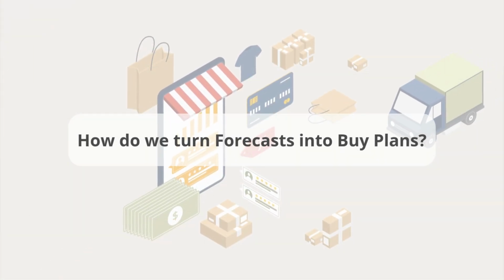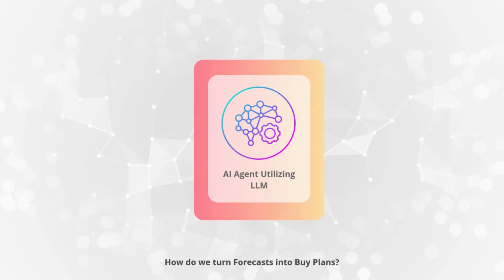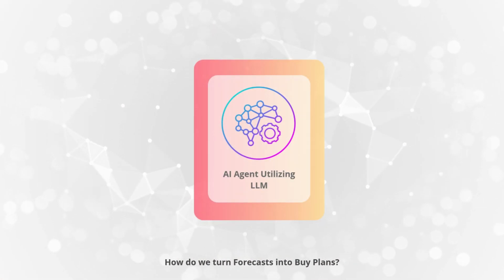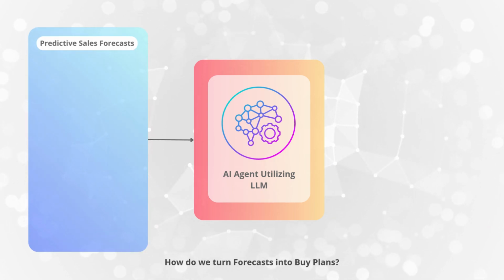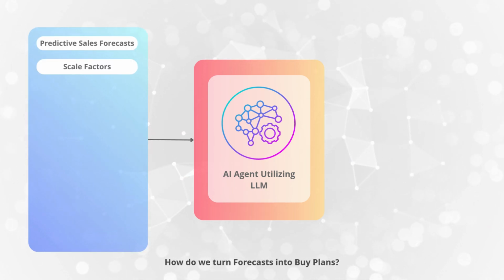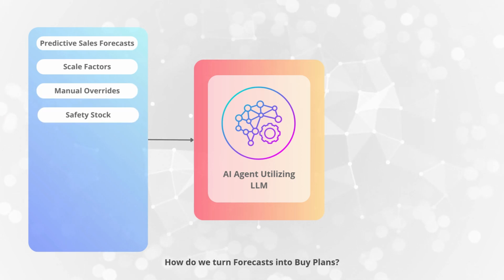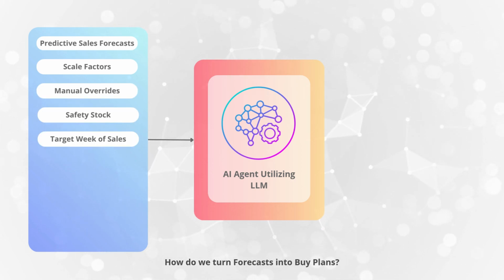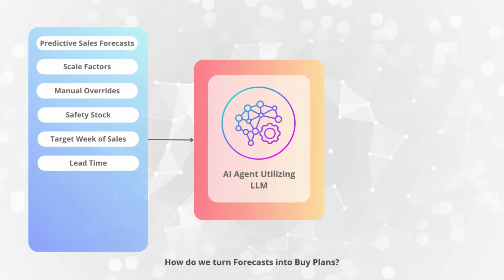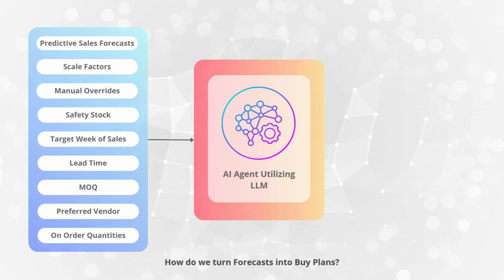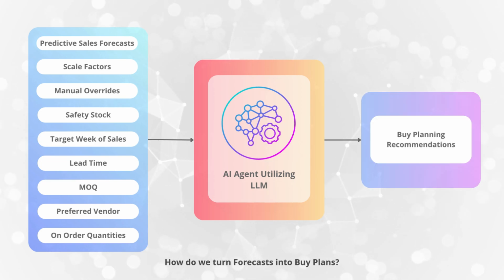How do we turn forecasts into buy plans? A fine-tuned AI agent utilizing a state-of-the-art LLM model takes predictive sales forecasts, scale factors, manual overrides, safety stock, target weeks of sales, lead time, MOQ, preferred vendor, and on order quantities, and makes buy planning recommendations.